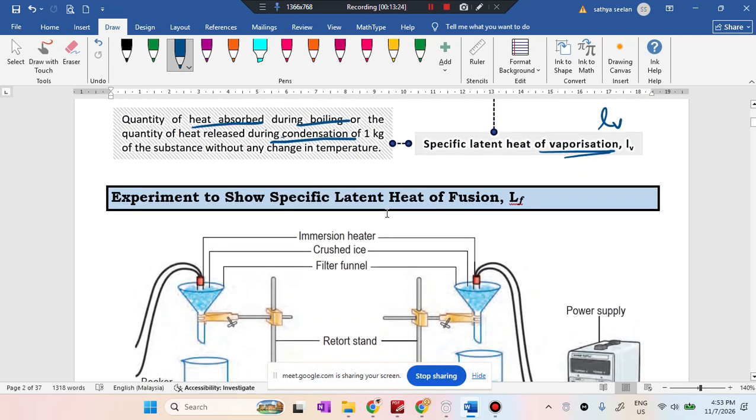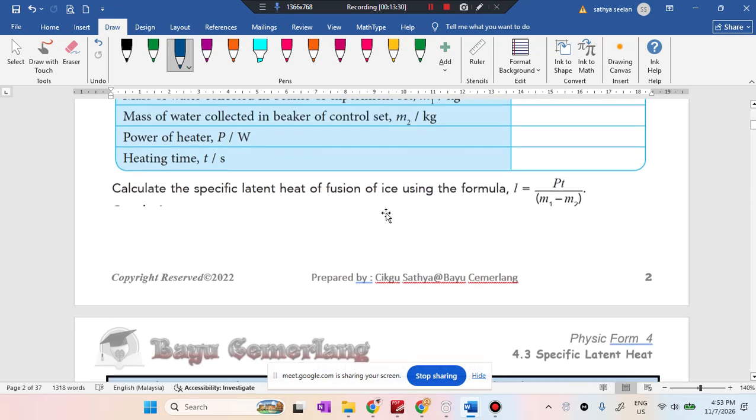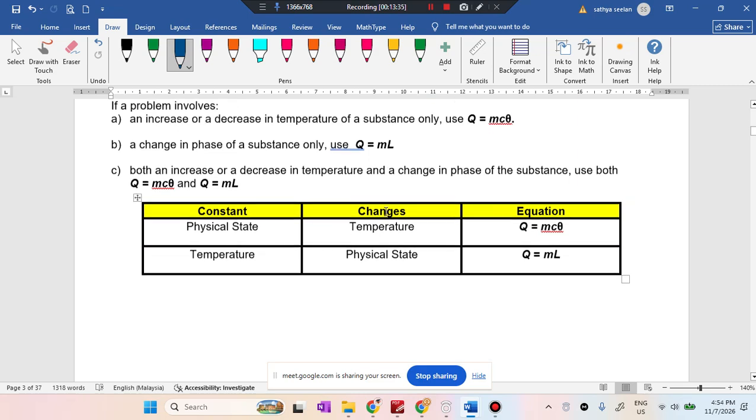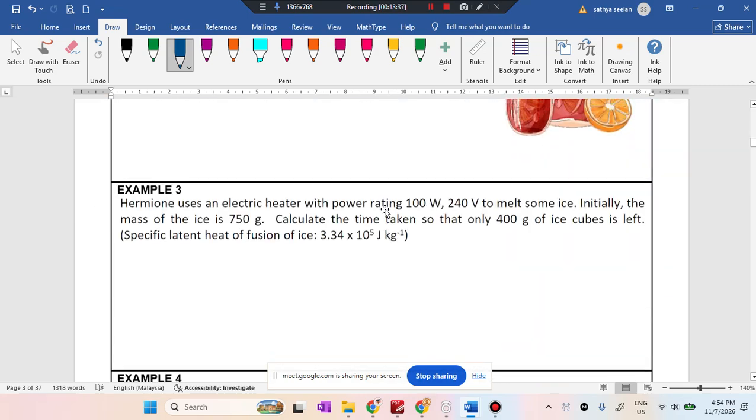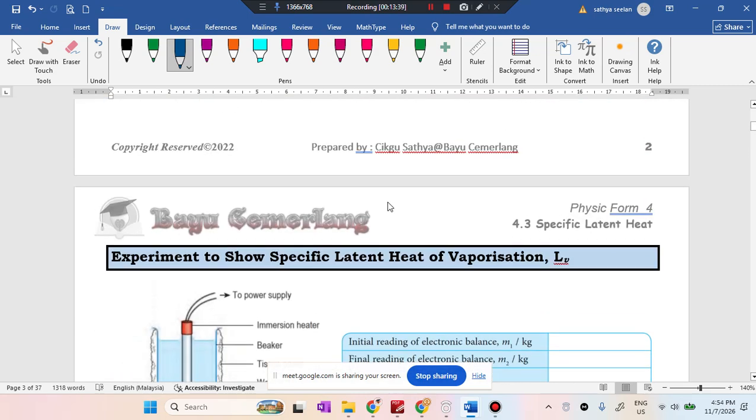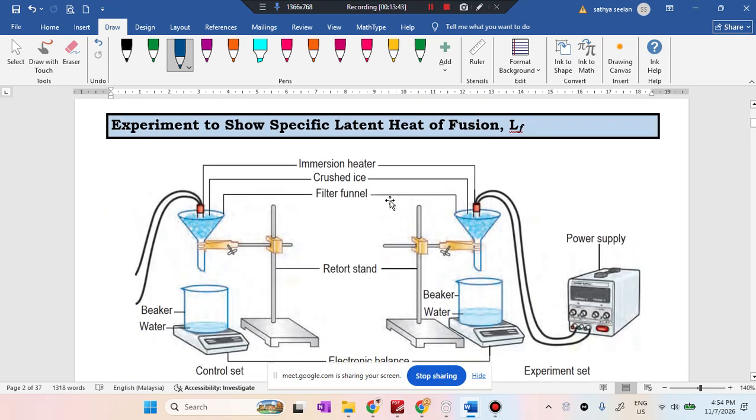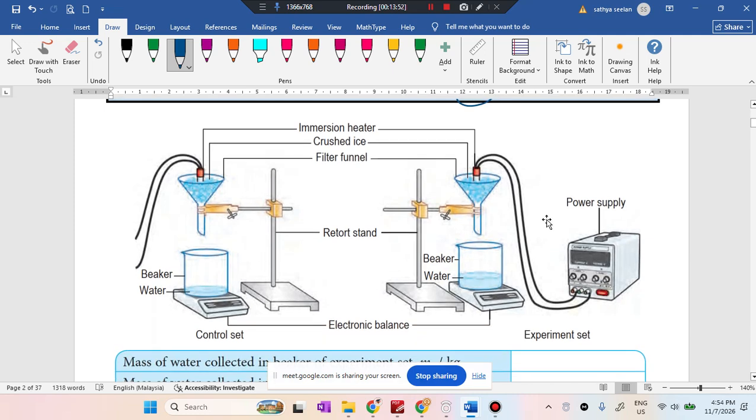Okay. Now, let's learn about the experiment to show the specific latent heat of fusion. Sekejap aja kita nak habis dah. Okay. Now, experiment to show the specific latent heat of fusion. Latent heat of fusion ni dari solid to liquid ataupun liquid to solid lah. Jadi kita guna melting dekat sini.